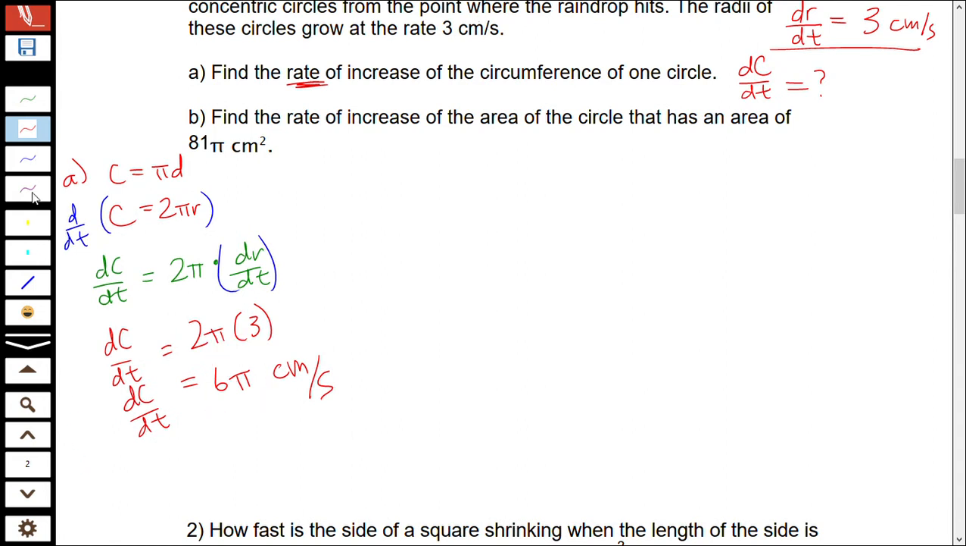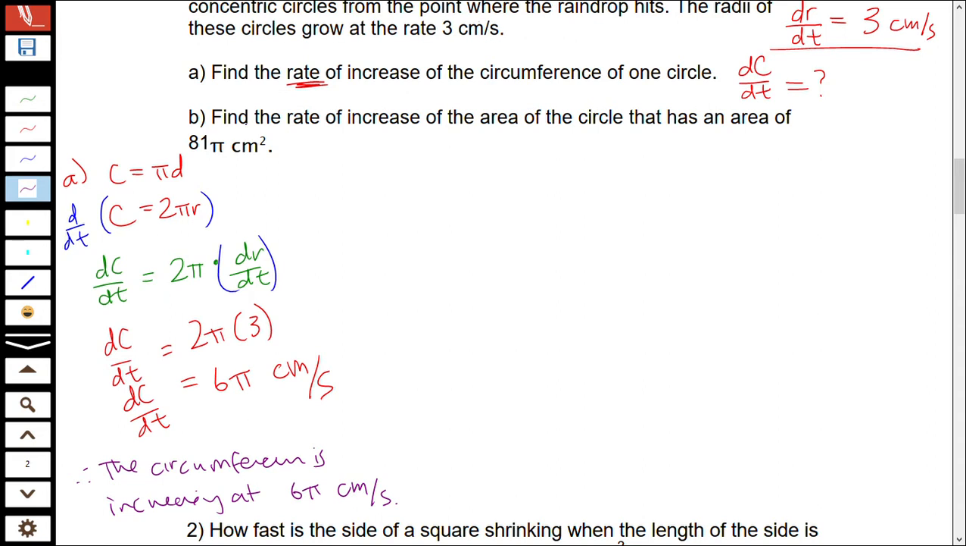So we can say, therefore, the circumference is increasing at 6 pi centimeters per second.